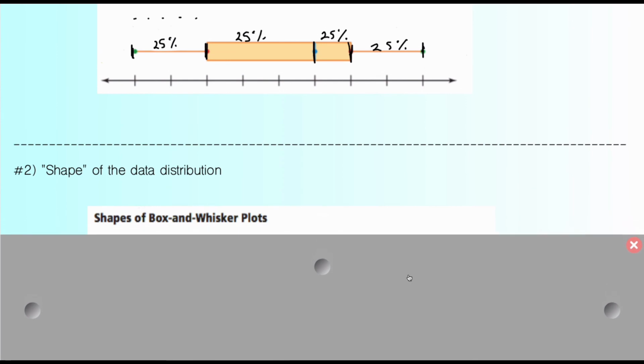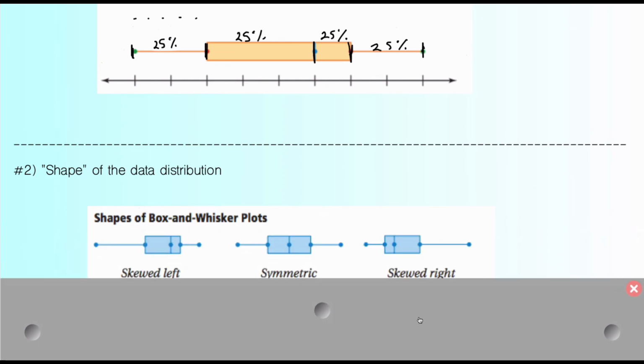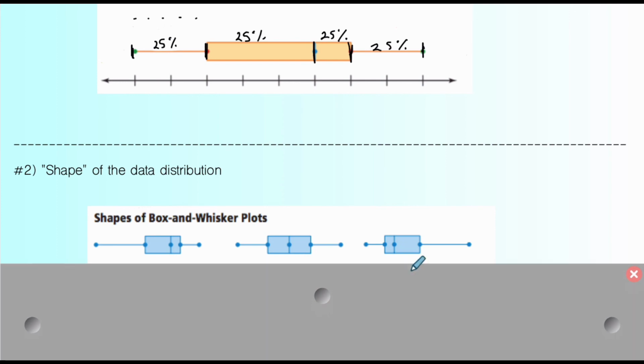The second thing that you should know is something about the shape of the data distribution. So remember we talked about skewed left, skewed right, and symmetric. Well, box and whisker plots have those same descriptions as well. From these three, you can probably tell this in the middle is symmetric. Why? Because if I looked right in the middle, it's the same on the left as it is on the right. That is a symmetric data set.